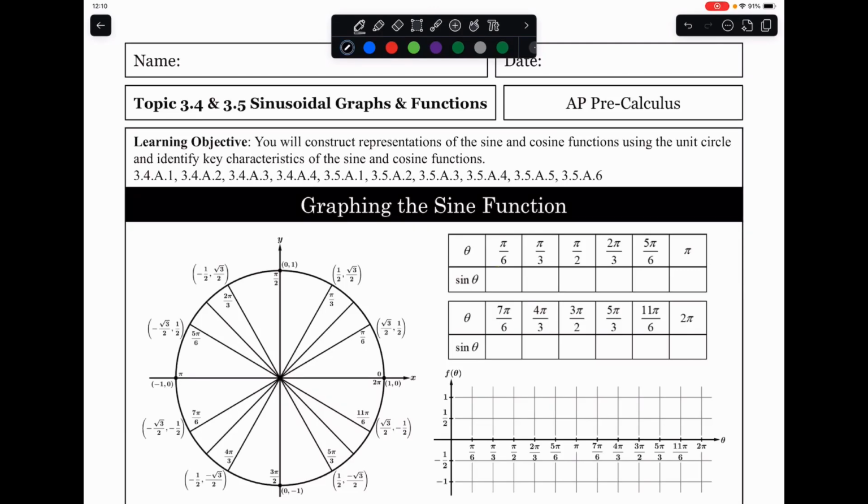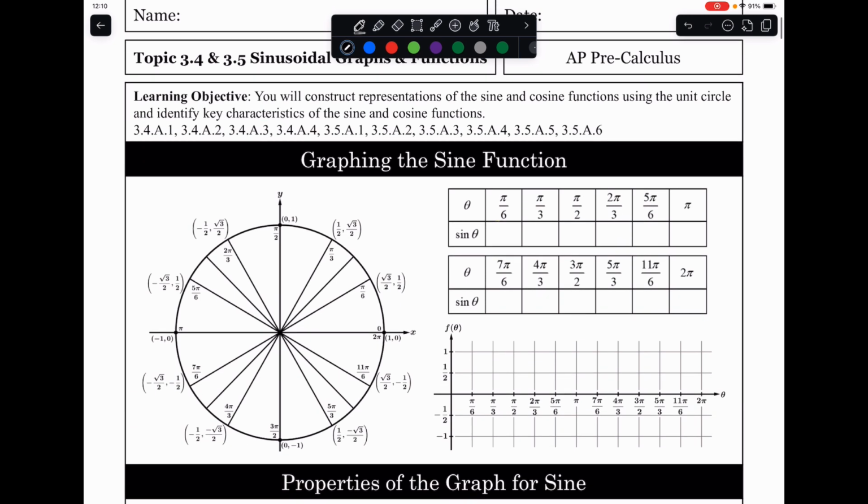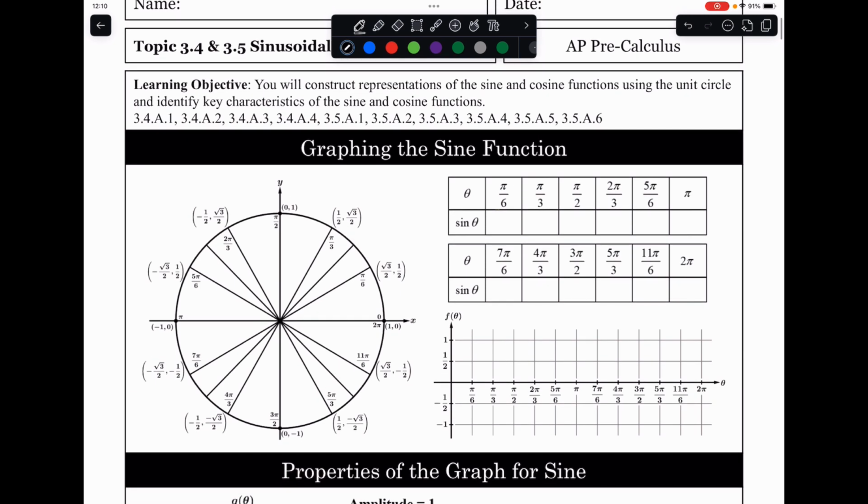On topic 3.4 and 3.5, sinusoidal graphs and functions, your learning objective here is to construct representations of the sine and cosine function using the unit circle and identify the key characteristics of these two functions. We'll begin by first reviewing the graphing of the sine function.